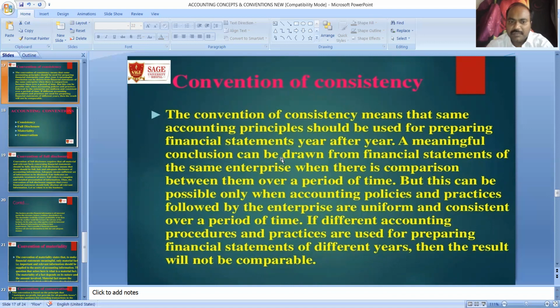So if different accounting procedures and practices are used for preparing financial statements of different years, then the results will not be comparable. Because if you are not filing the financial statements properly, you don't have any idea about what is to be compared and from which year we have to compare this. So consistency means we have to prepare these financial statements year after year. There should be some continuity. So that is consistency.